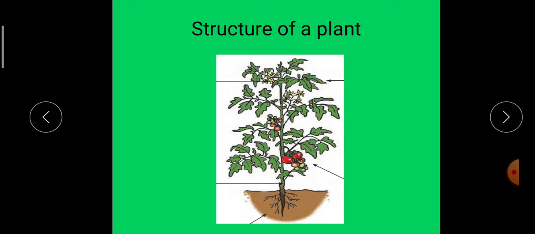The next part of the plant we have is the fruit. Fruits have different shapes. Fruits contain one or more seeds. The pods of beans and peas are actually fruits. The next part we have is the leaf. The leaf is flat. It plays an important role in the production of food. Leaves are mainly of two types: simple and compound leaves.